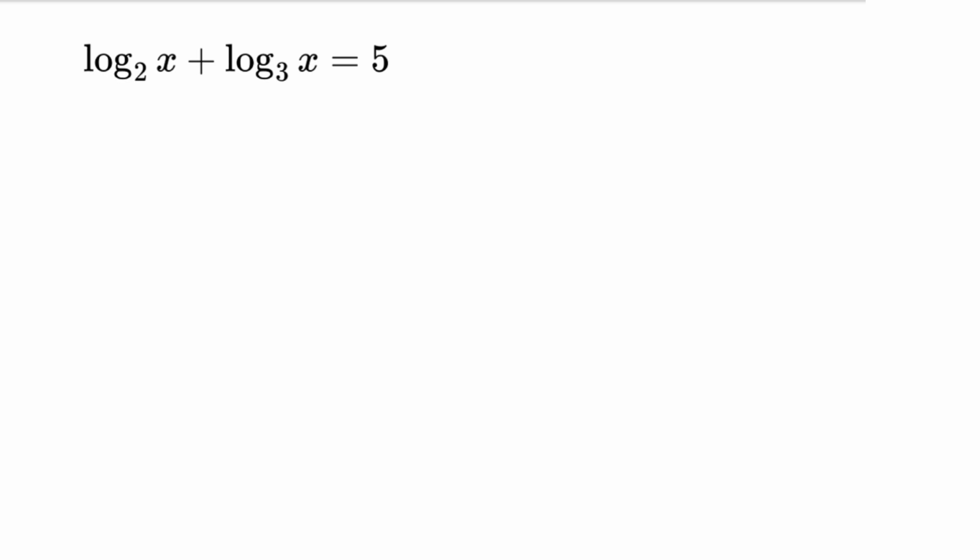All right. This logarithm problem looks pretty intimidating at first glance because we're dealing with two completely different bases. But once you spot the structure, the whole thing starts collapsing beautifully. Here's the equation. Log base 2 of x plus log base 3 of x equals 5. And our mission is to solve for x.